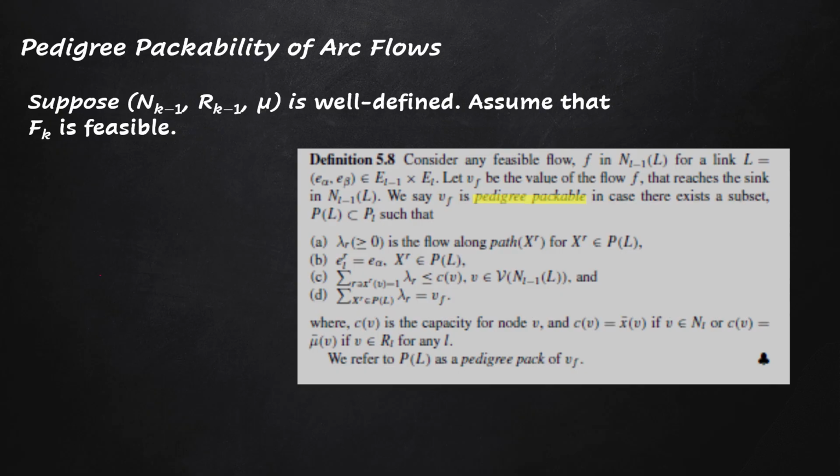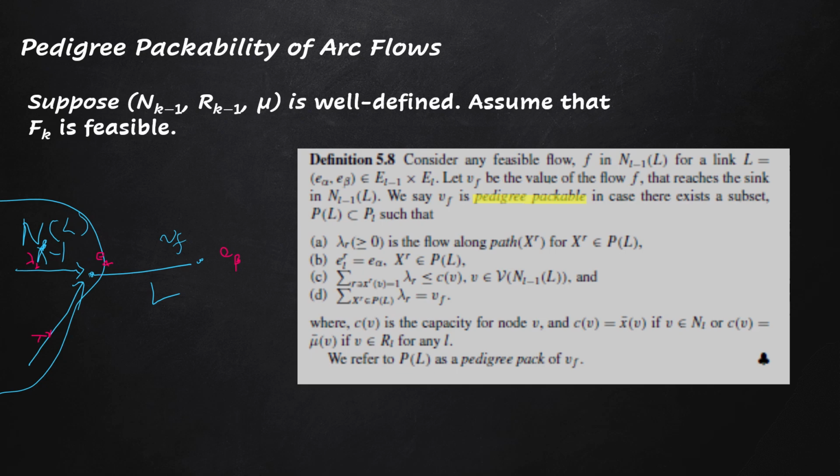We can formally define pedigree packability, as given in Definition 5.8. Condition A ensures the flow along the pedigrees is non-negative. Condition B ensures the lone sink in N_{k-1}^L is E_alpha, and so all pedigrees chosen are ending in E_alpha. Condition C ensures the capacity restrictions for nodes in N_{k-1}^L are not violated. And finally D ensures the total flow along chosen pedigrees is equal to the arc flow V_f.